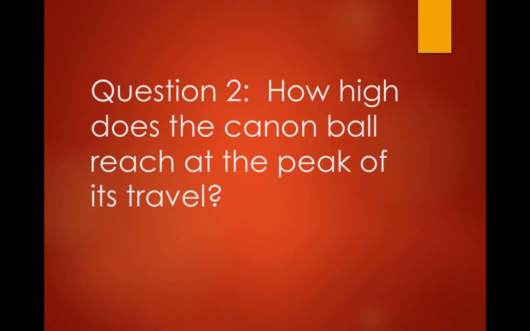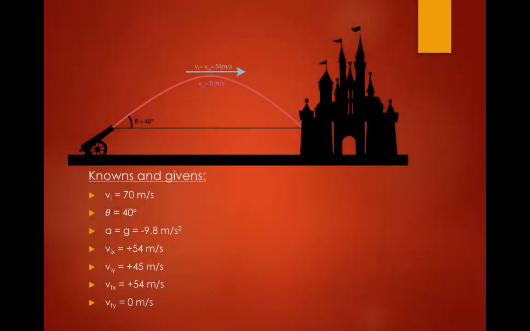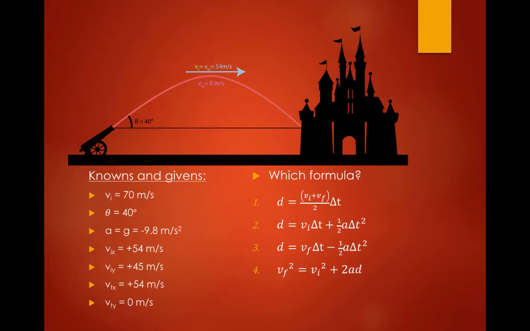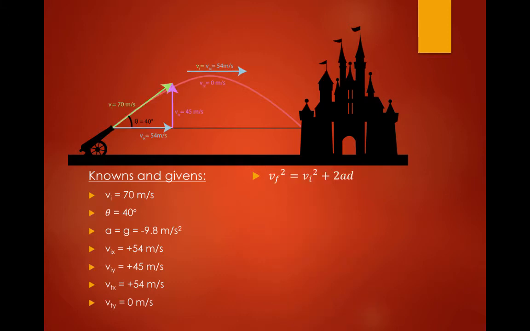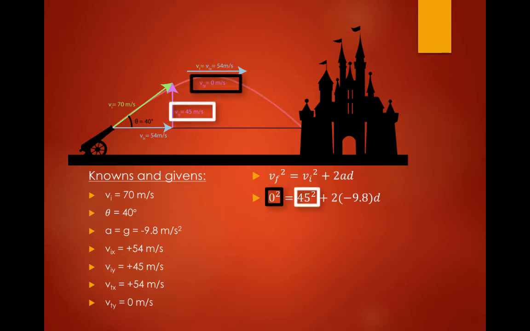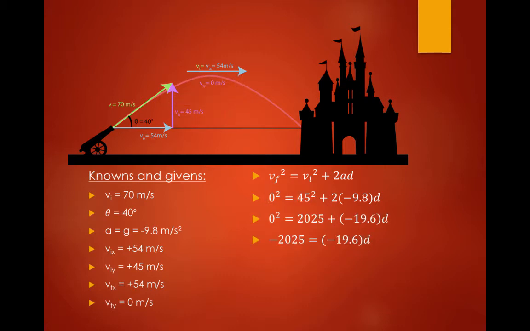Question number 2. How high does the cannonball reach at the peak of its travel? Here are givens, knowns, and calculated values. Which equation will give us height or vertical displacement? Most of them need time, which we do not have, so equation 4 looks like our pick. Vf squared equals Vi squared plus 2AD. Sub in our values. Velocity final is 0 at the top. Our initial velocity is 45 meters per second and acceleration is gravity. Square 45, double 9.8, move the 2025 and isolate d. Divide negative 2025 by negative 19.6 and our displacement is positive 103.3 meters. The displacement in the y plane will be 103.3 meters.